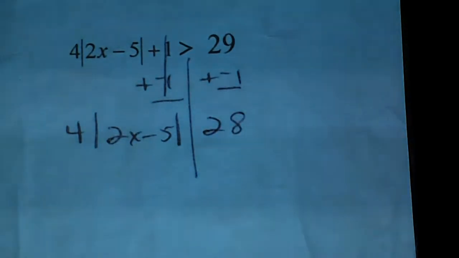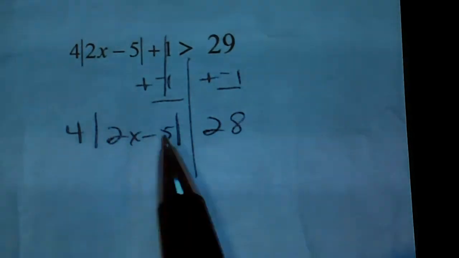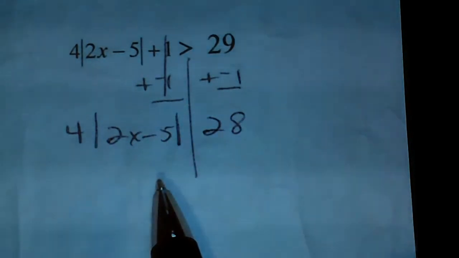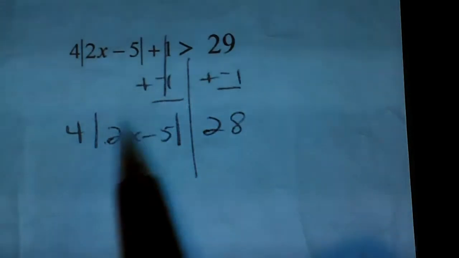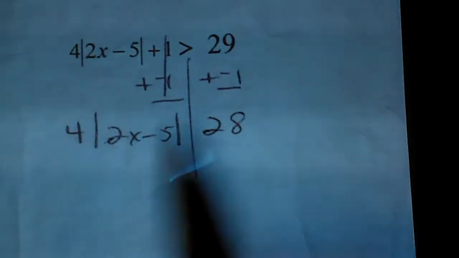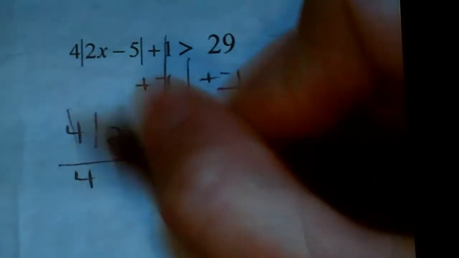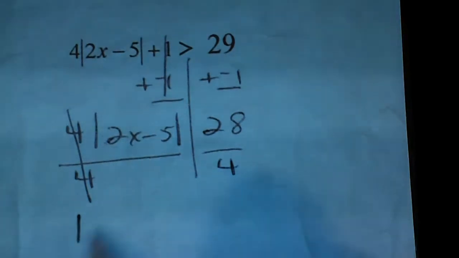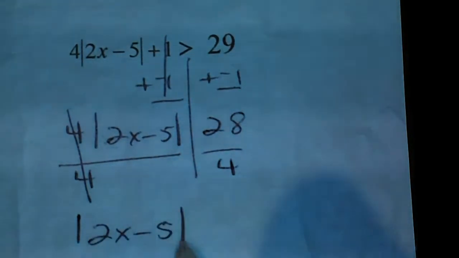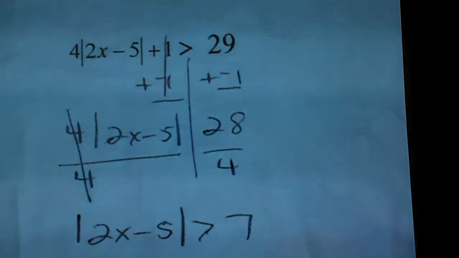I need that 4 to go away. These aren't parentheses. This is an absolute value symbol. I can't just distribute this 4 within the absolute value symbols because I only want the absolute value of this, not that. So 4 is being multiplied by that. So to undo multiplication, remember, we can divide. So to get rid of that 4, we divide both sides by it, and you end up with the absolute value of 2x minus 5 is greater than 28 divided by 4 is 7.